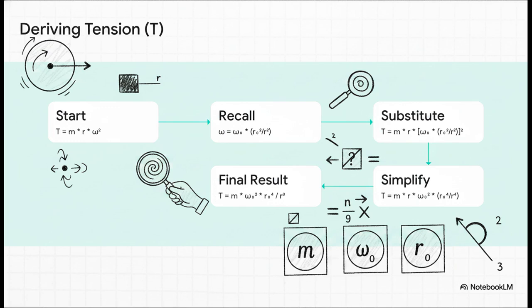Okay, this is the home stretch. We take our nice simple force equation, T equals m r omega squared, and then we take that expression for omega we found just a minute ago, and we plug it right in. We square everything in the brackets, do a little bit of algebra to clean things up, and there it is, our final result. The tension is equal to the mass times the initial angular velocity squared times the initial radius to the fourth power, all divided by the radius cubed.